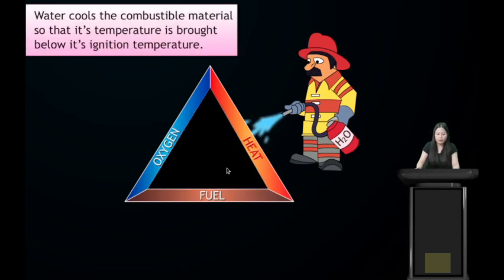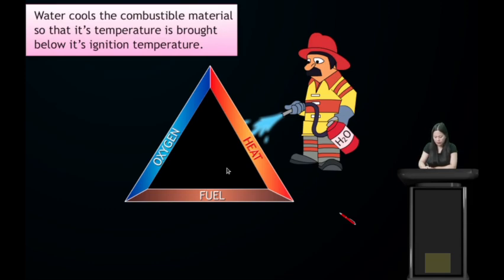When heat is removed, the fire will stop burning. Water cools the combustible material so that its temperature is brought below its ignition temperature. When we pour water on the substance which is burning, it cools the combustible substance. If it does not reach its ignition temperature, it will not burn. So by the use of water, we remove heat, and that is how we control fire.